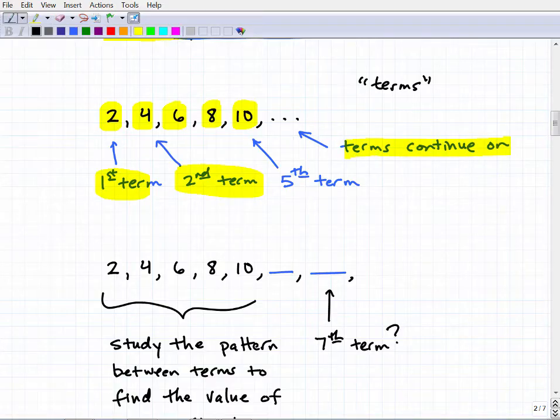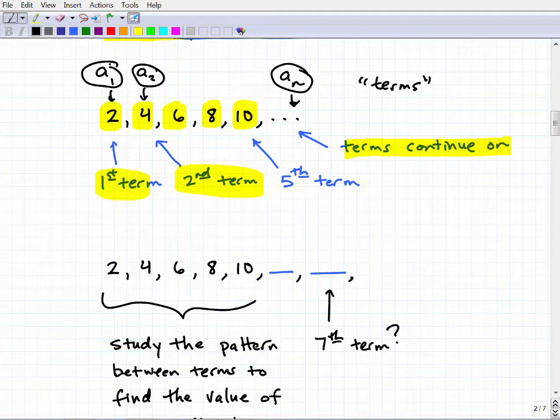Now, in more advanced math, you may have seen something like this, a sub 1. This is the first term. A sub 2. This is the second term. Then way out here is a sub n. This could be any term. So if you've seen this notation before, maybe in your high school mathematics, algebra 2, or whatever level of math you may have taken, that's exactly what this is. But we don't need to get into this more advanced notation.